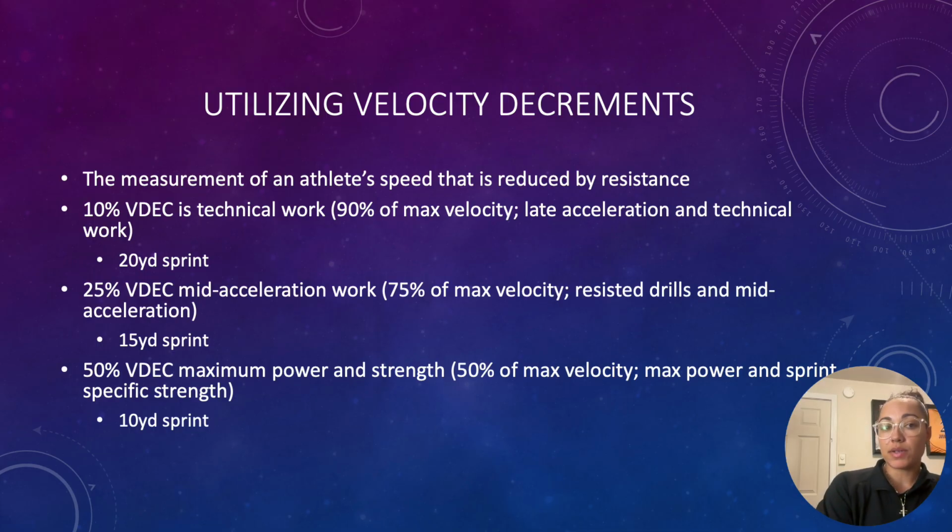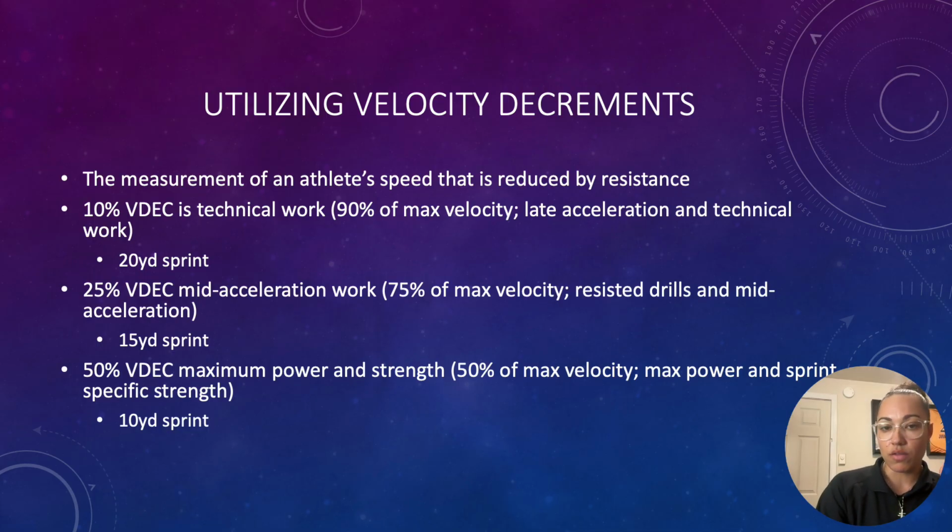When we're talking about 10%, this is technical work. So this means that of my max velocity, I am at 90%. So my resistance should be 10% of my max velocity. Okay, so 90% of max velocity, this is our late acceleration, this is our technical work, and we are performing a 20-yard sprint. And we're going to get the time for that.